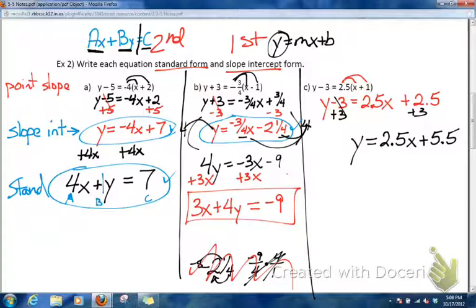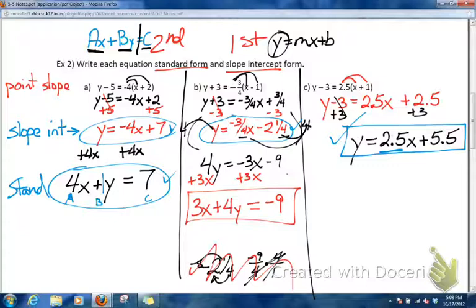Again, I know we don't really like decimals for slope, but it's not technically wrong. Again, if I had to graph this, I would want to change that 2.5 into an improper fraction so that I could do my rise and run, but for this example, we're just done right there. That is in y equals mx plus b form, so you're done. So now I'm going to get ready and change it into standard form.